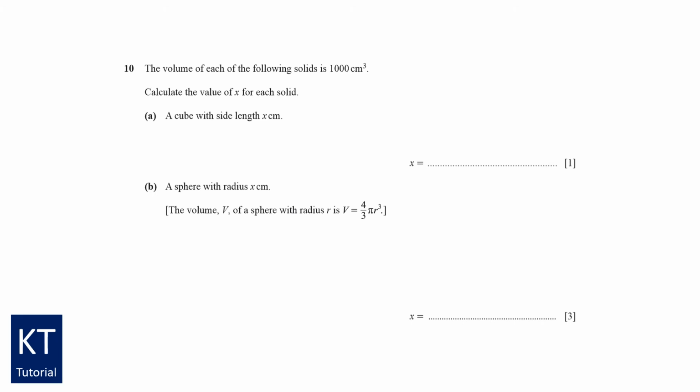Question 10. The volume of each of the following solids is 1000 cm cubed. Calculate the value of x for each solid. A. A cube with side length x cm. With x cubed being 1000, x is 10.